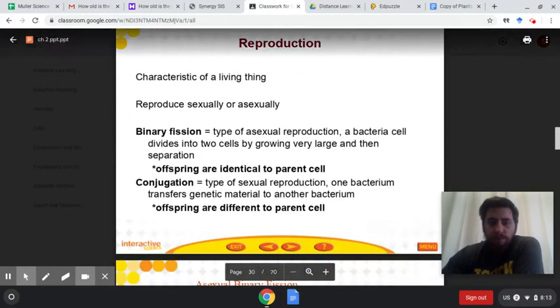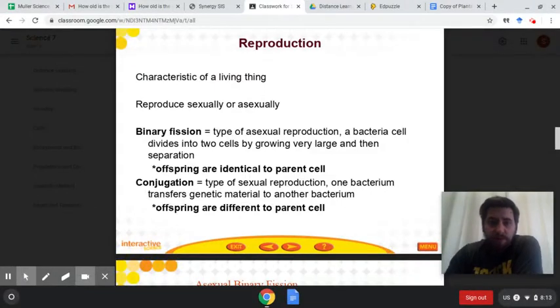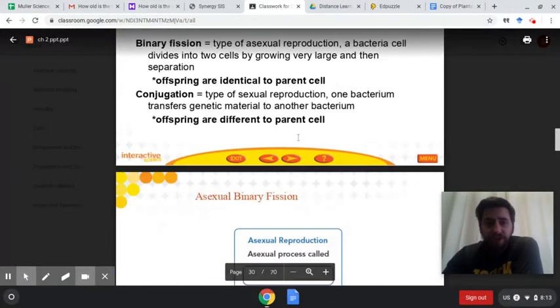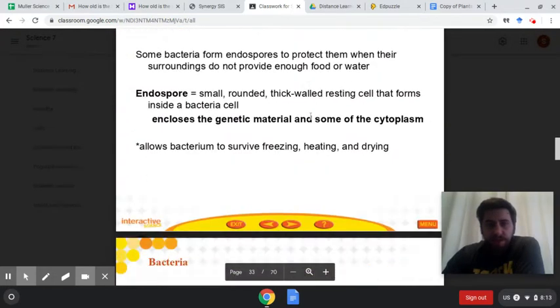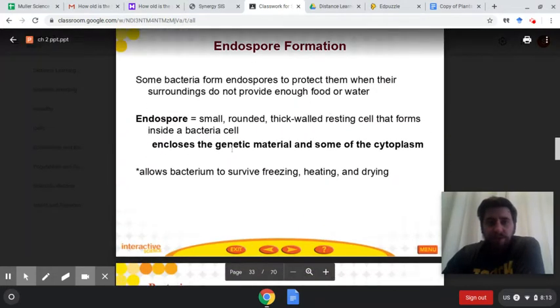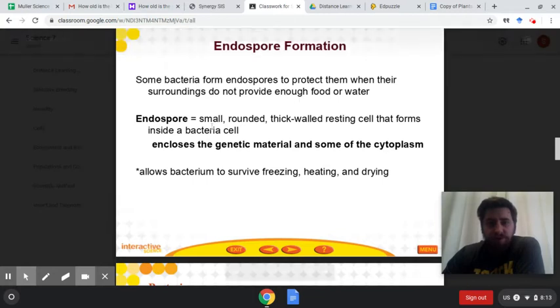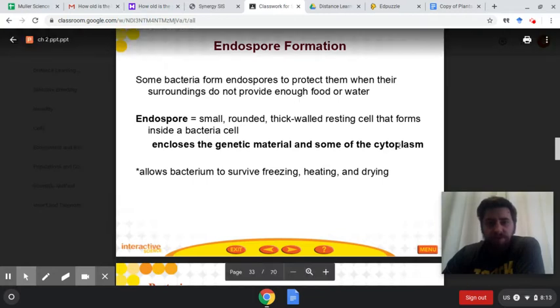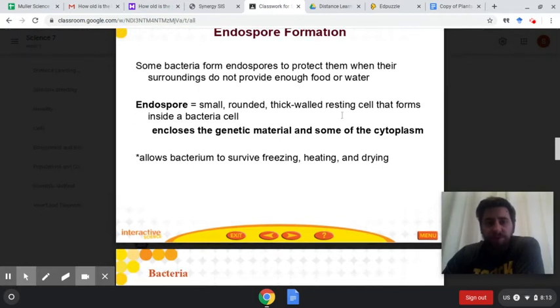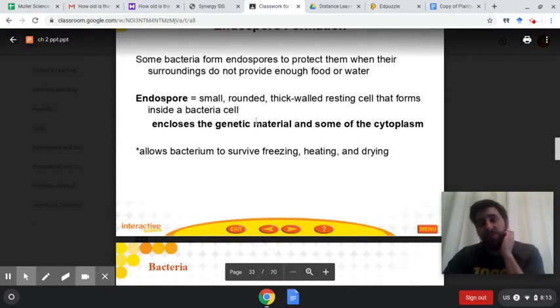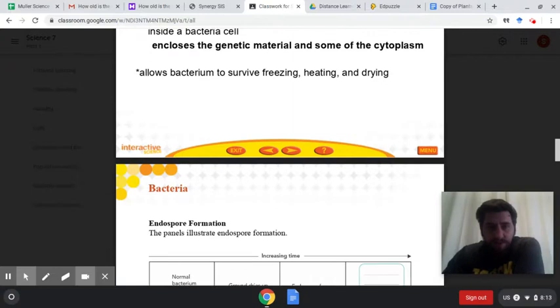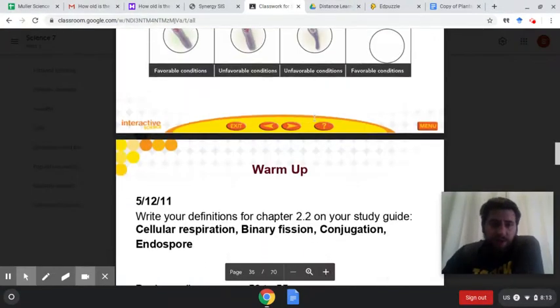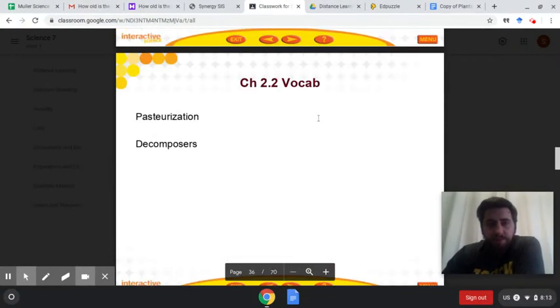Okay, we talked about what are some characteristics. Well, reproduction, they do binary fission, which is make a copy, or they do conjugation where they can actually share some DNA. And we talked about that. Another really interesting thing is they form these endospores when they are out of resources. Okay, and they enclose the genetic material in some of the cytoplasm until they can get those resources back. Then they pop back to life. Sometimes they can live for thousands of years like this. And then a picture, and then you're good.